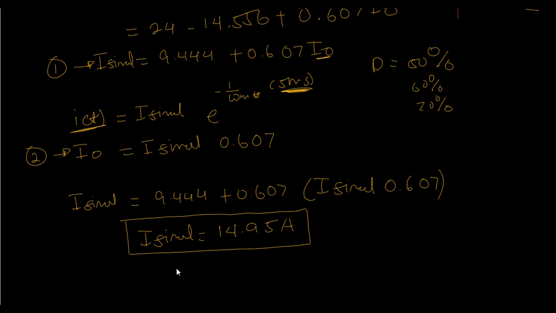Okay? And for the initial current or the minimum current, times lang natin ng 0.607, ang sagot is 9.08 ampere. Okay, so this is the initial or I0. Ito yung final natin na current. Okay? So, ito yung max current natin. Ito yung minimum current natin.